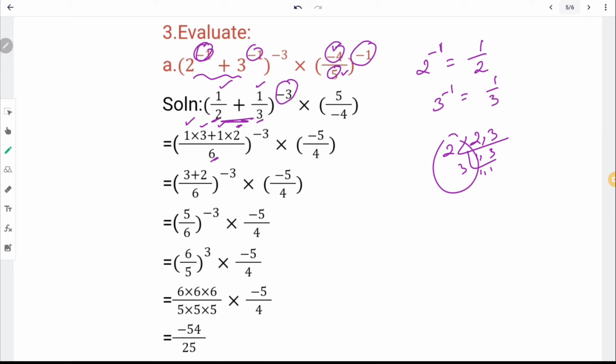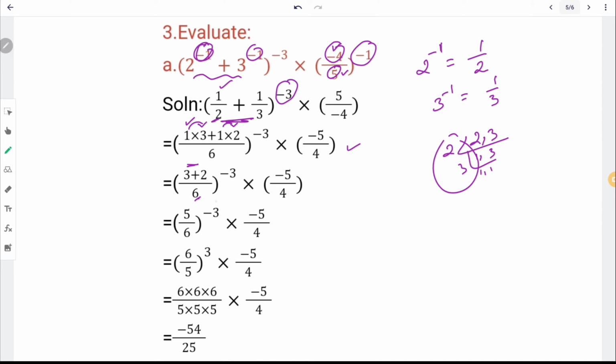3 2s are 6. Okay, only after we simplify will we change the power into positive, and this part we just leave as it is for now. Then 1 3s are 3, 1 2s are 2, so 3 plus 2. I'm going to get what? 3 plus 2 is 5, so I'm going to get 5 divided by 6, right?